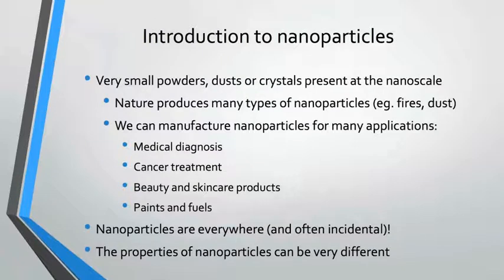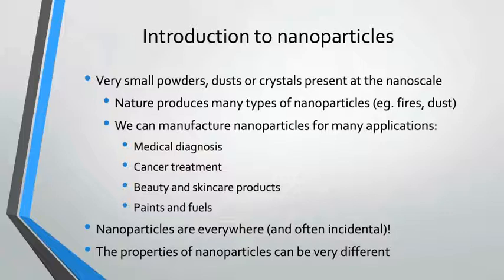Nanoparticles in particular are powders, dust, crystals that are present at this scale. Nature is actually very good at making things at this level. All the proteins of your body work at this sort of scale, and lots of fragments of dust and exhaust from volcanoes and things like that are all at this scale. And of course we can make them as well.